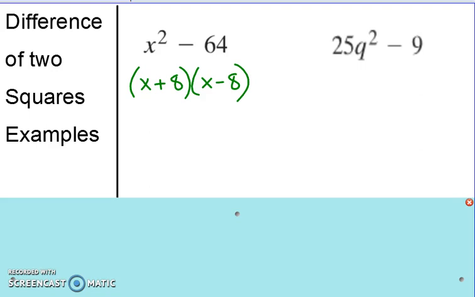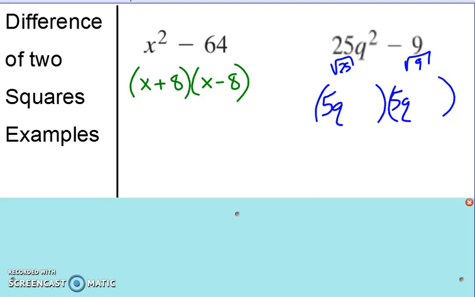Okay, this one's a little bit more tricky. We do actually have a perfect square out in front of the q, so we want to take the square root of 25 as well as the square root of 9. Okay, and so here we'd split it up as 5q and 5q, and then we're going to have a plus 3 and a minus 3, because the square root of 25 is 5 and the square root of 9 is 3. And so we're going to put the 3's in the second spot in each one of those. And we can't do 5q plus 3 squared, because this other one is 5q minus 3. They're not the same thing, so we can't square them. So that would be the factored form of 25q squared minus 9.